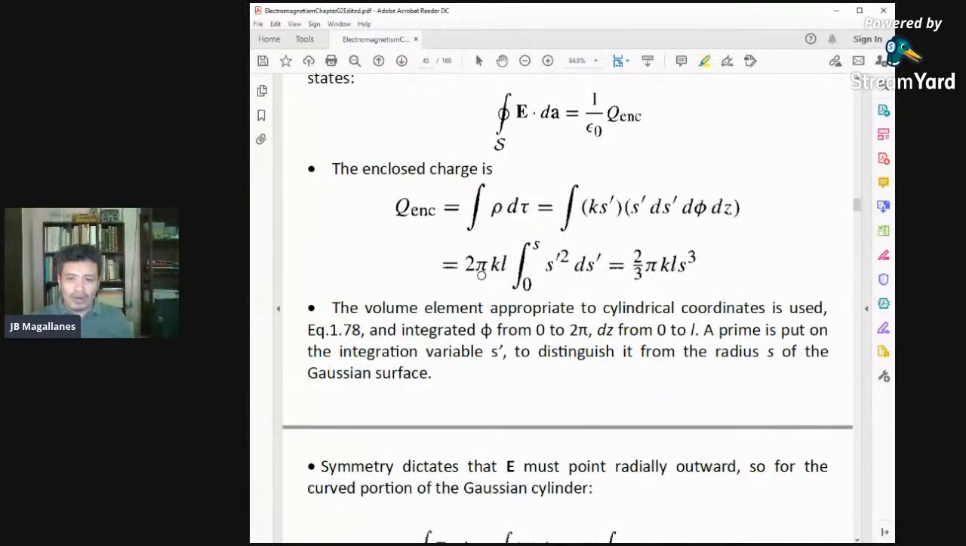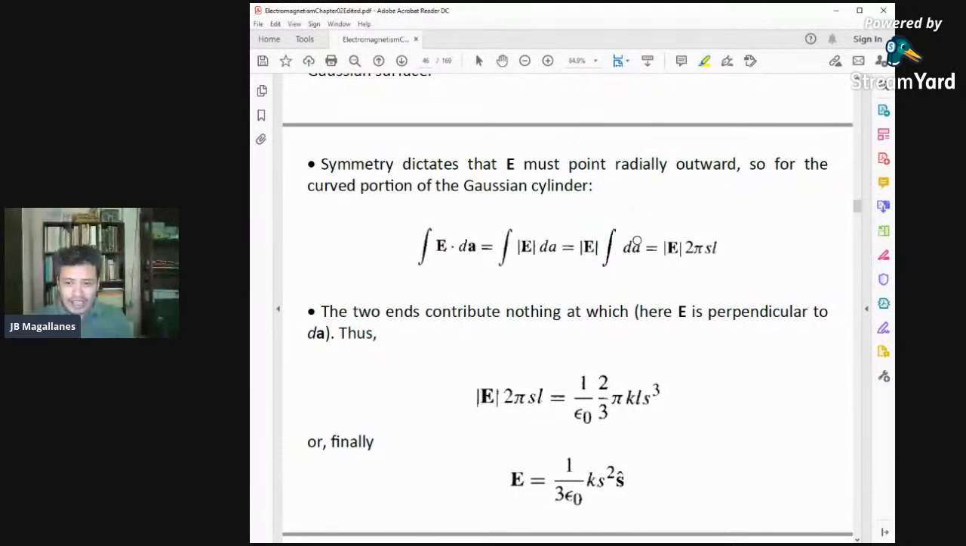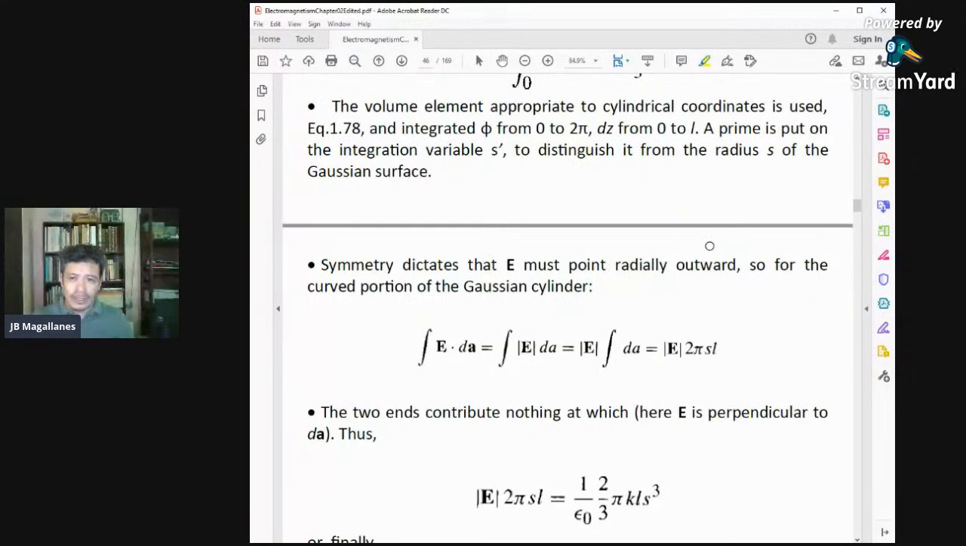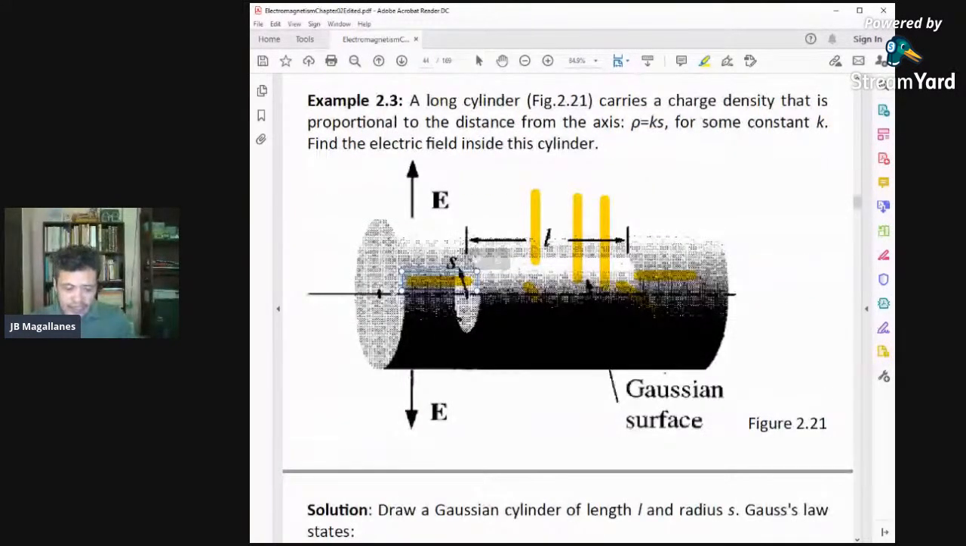And so you are only getting the patch of area that's in the same direction as the field, and that area is equal to 2 pi SL. This is the surface area of the cylinder. You don't include the end parts, because the electric field and the patch of area there are perpendicular to each other, and so they don't contribute to the total electric flux of the surface.